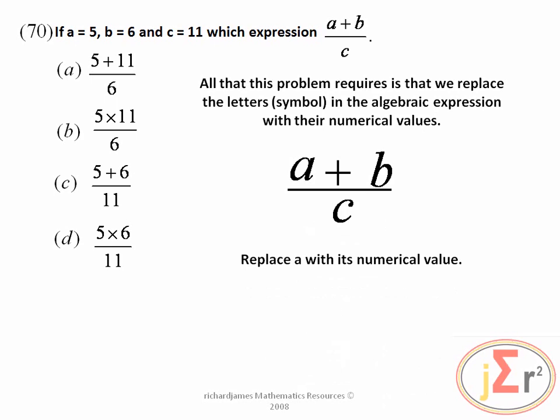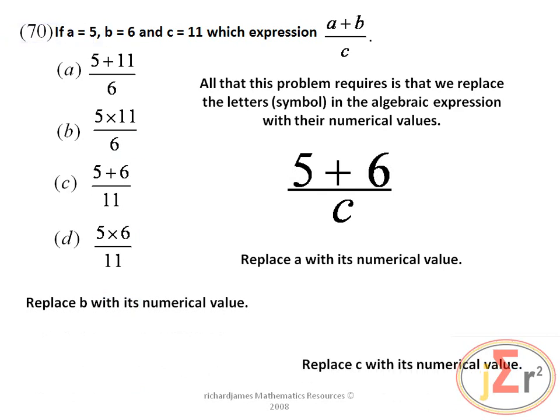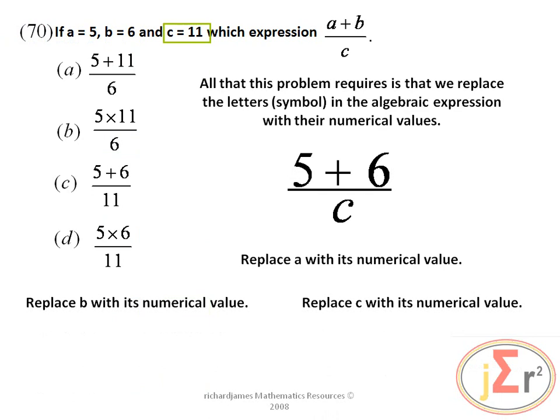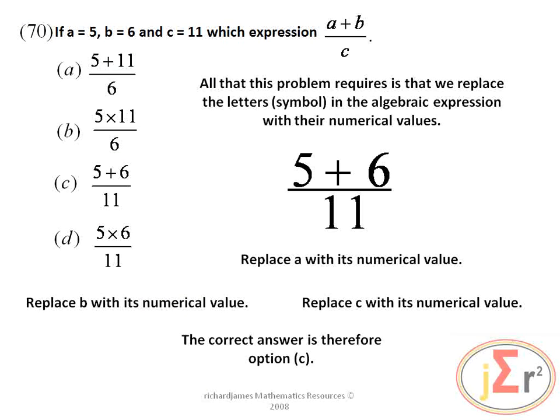Replace A with its numerical value. So A is equal to 5, so we replace that with 5. Replace B, B is equal to 6, so we replace 6. What about C? C is equal to 11, so we replace that. No problem seeing that the answer is option C. Option C looks exactly like this one, so the correct answer is option C.